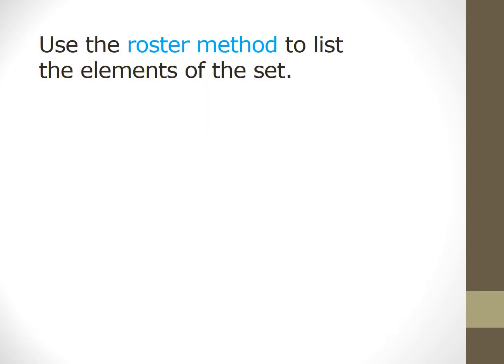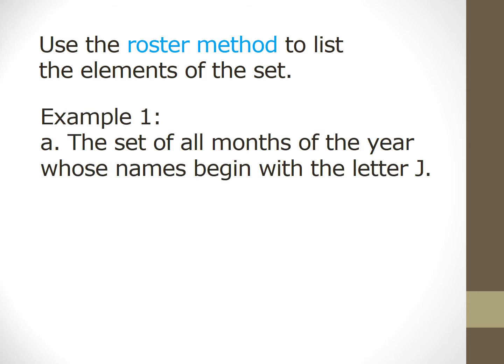So let's use the roster method, our first, to list the elements of a set. And let's start with a simple example. The set of all months of the year whose names begin with the letter J. So we go through our months of the year, 12 months, of course. Letter J, there are only three. There's January, June, and July.